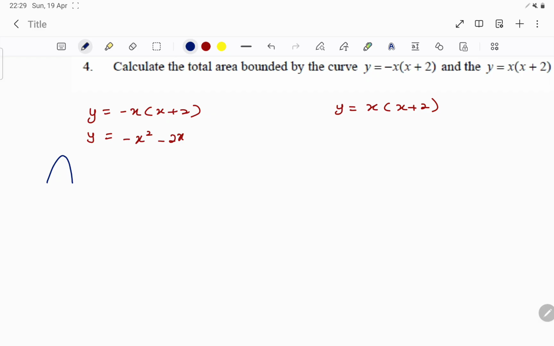You can use b squared minus 4ac. Here b is negative 2, squared, minus 4 times a, which is negative 1, times c, which is 0. So you have 4. When you have 4, it is greater than 0, which means you have two different solutions. So you have one root and another root.